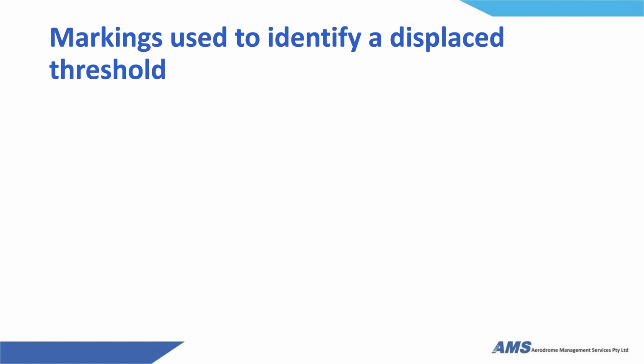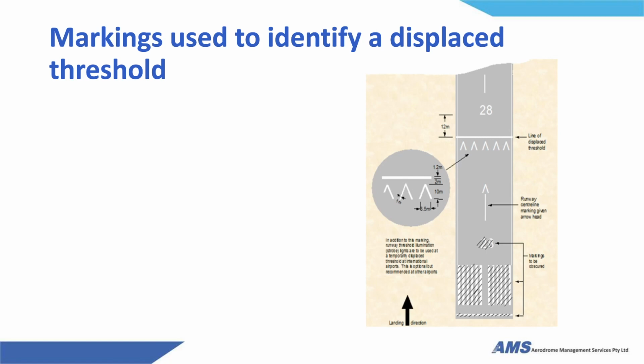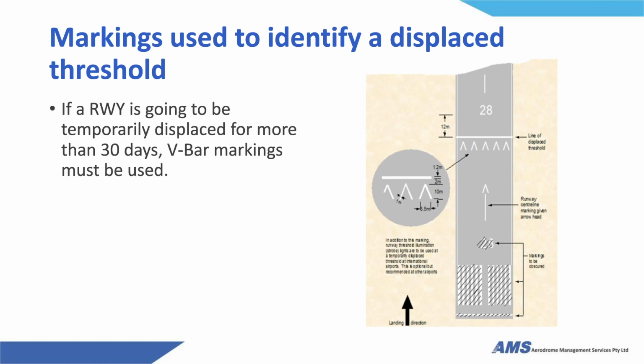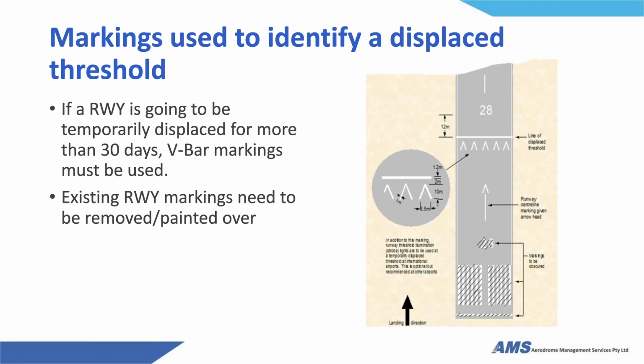Markings used to identify a displaced threshold. Well, markings are things that we paint. So if a runway is going to be temporarily displaced for more than 30 days, then V-bar markings must be used. Existing runway markings need to be removed or painted over. And in this example, we've had to paint out our runway end marking, our runway threshold and piano keys, and our runway designator. Refer to MOS 139 Chapter 8, Division 3, 8.27 for markings used to identify a displaced threshold.